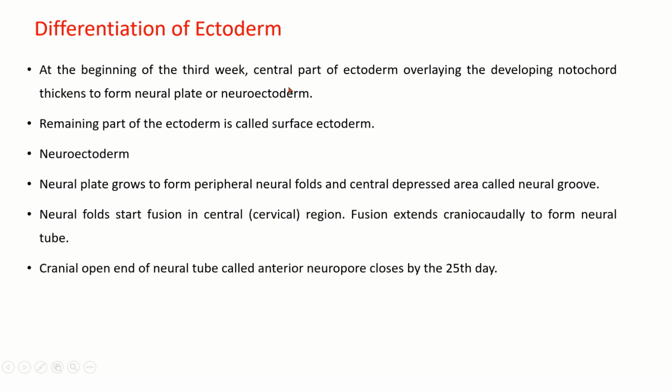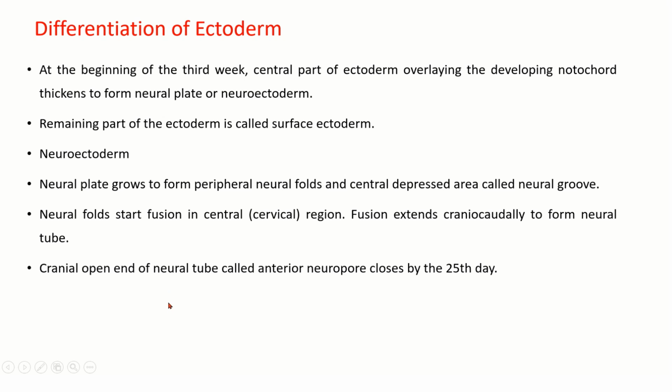So at the beginning of the third week, the central part of the ectoderm overlying the developing notochord thickens to form the neural plate or neuroectoderm. We have already seen this in the third week development and also in the development of the nervous system in detail. The remaining part of the ectoderm is called surface ectoderm, and this particular part will be called neuroectoderm. So the neural plate goes on to form peripheral neural folds and the central depressed area called the neural groove. The neural fold starts fusion in the central cervical region. Fusion extends craniocaudally to form the neural tube.